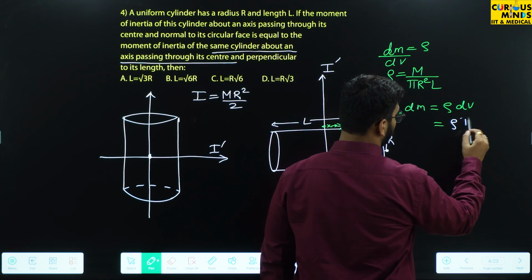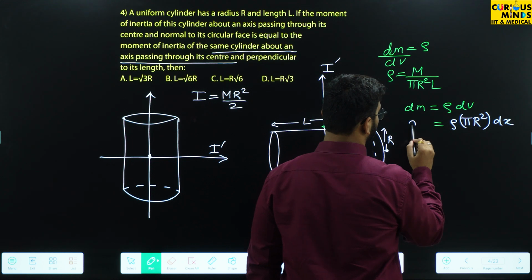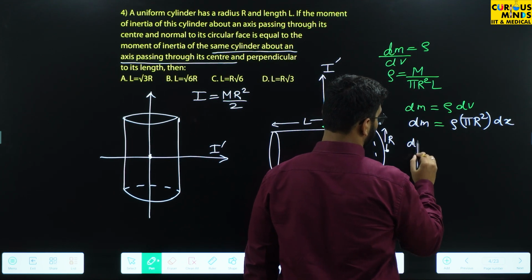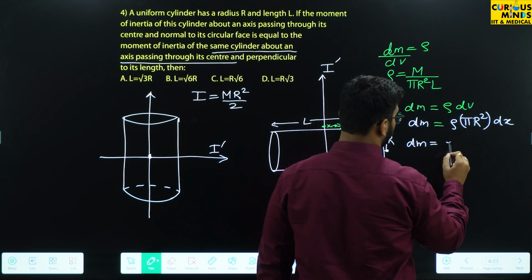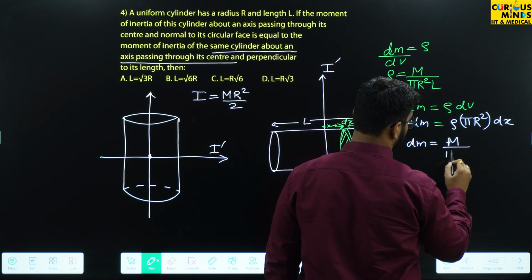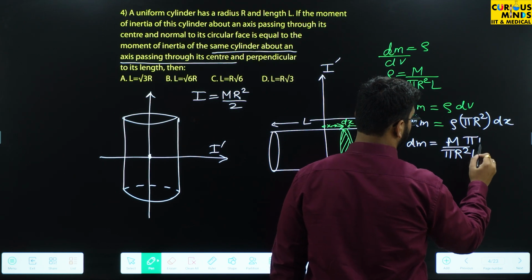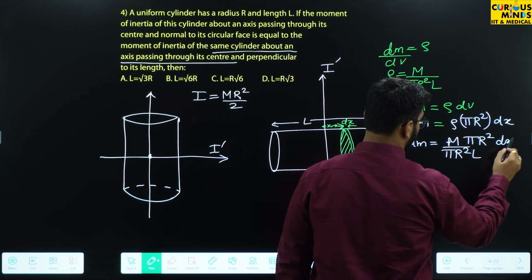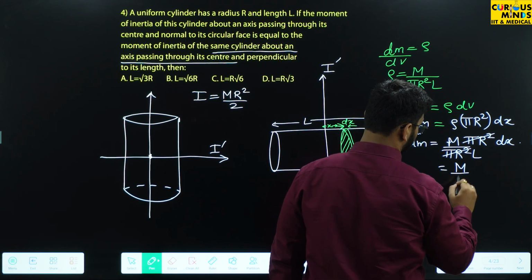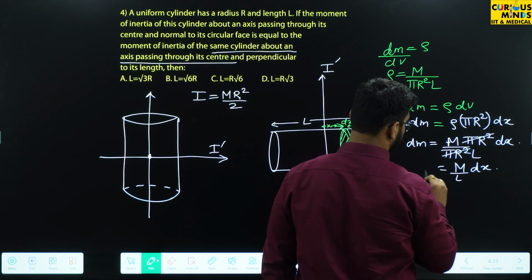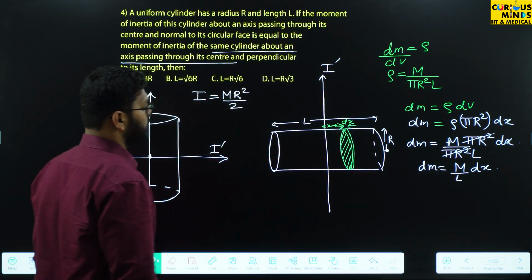So rho into pi r square dx is the dm. So dm will be equal to, rho is m upon pi r square L, so this will be m upon pi r square L into pi r square dx. This pi r square will get cancelled with this. We have m by L dx. This is our dm.